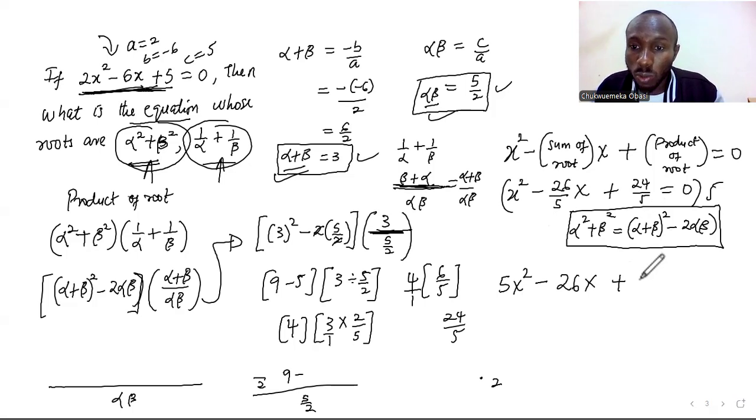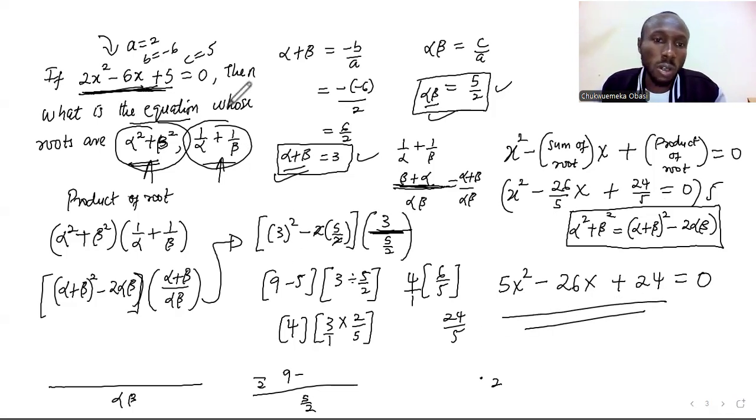Then this one too, we cancel out. I'm left with 24 equal to 0, since 0 times 5 is just 0. So this is the equation we want to form that has these two roots. It's quite a long solving, I'm sure you know that, but the whole stuff is just to understand the steps. I told you what we want to achieve. This is exactly what we want to achieve right here.